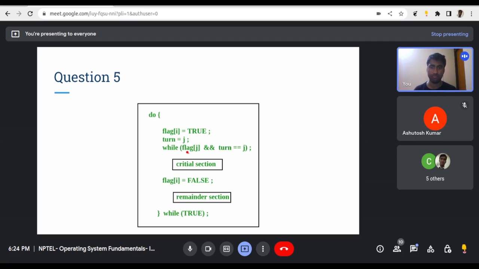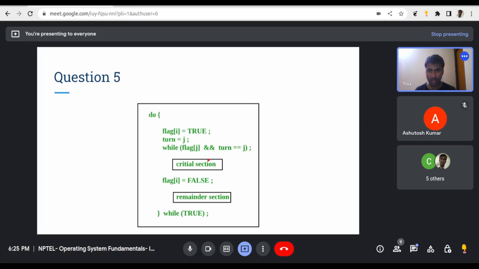If both the conditions are true, then only it will keep waiting. The semicolon here means wait, it will not enter. So it will keep waiting on this line only. Suppose there is no other process J. In that case, this condition will be false, and it will get entry into the critical section. Although the turn variable is set to J, this condition is false, so it will get entry into the critical section.